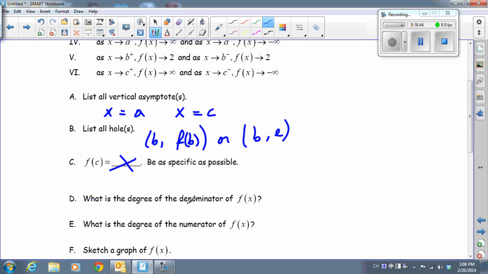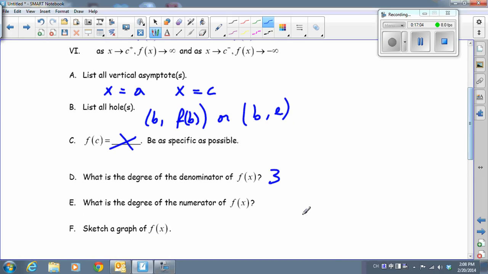All right, what is the degree of the denominator of f of x? The degree of the denominator, if we have 1, 2 plus this, by the way, this would be a hole, that would be 3. Meaning we have 1 vertical, 2 vertical, and the hole. The degree must be 3. The degree of the numerator of f of x must be 4.